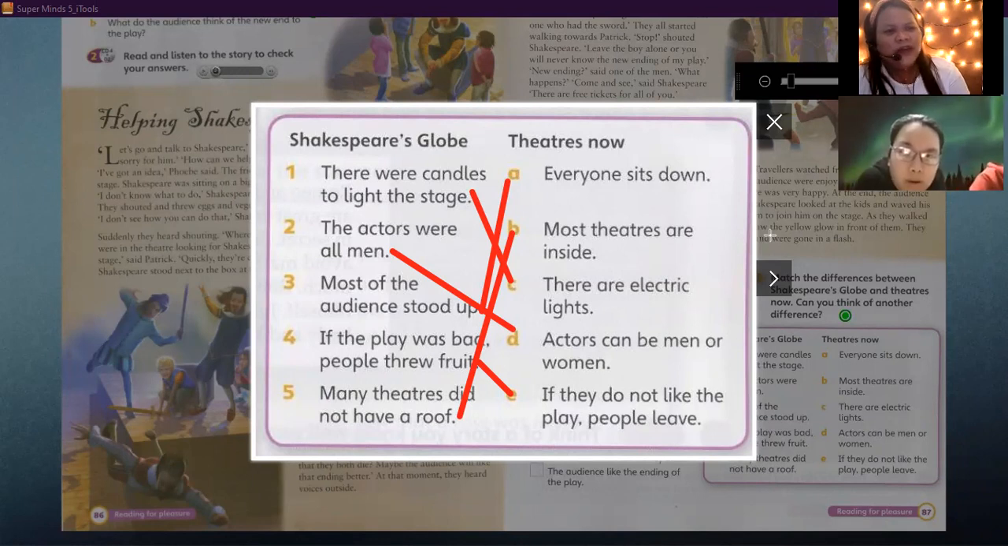Okay. So there are a lot of differences, right? During Shakespeare's time, what were the traditions? What were the things that they were allowed to do, the things that they were not allowed to do, or the things that they needed to do? But in theaters nowadays, we use technology. We respect the play, and if we do not like it, we do not express it by throwing fruit at the actors and actresses.